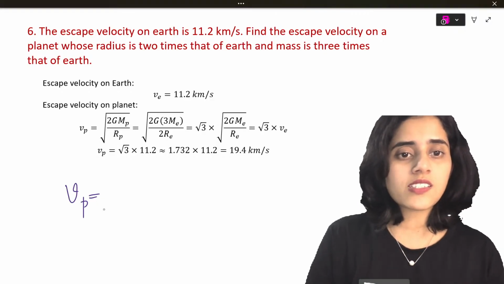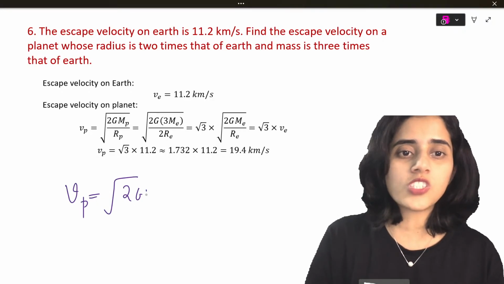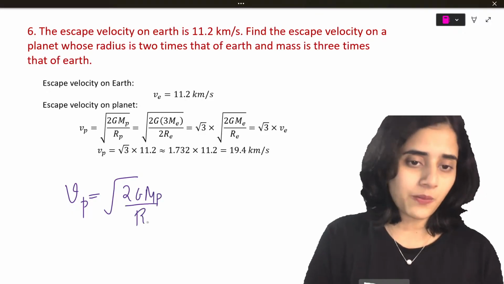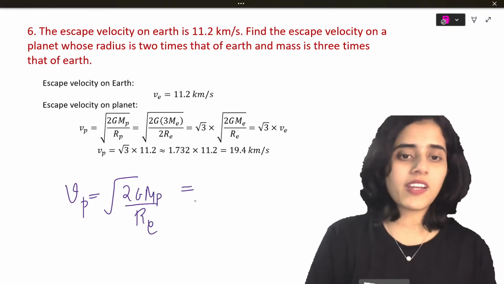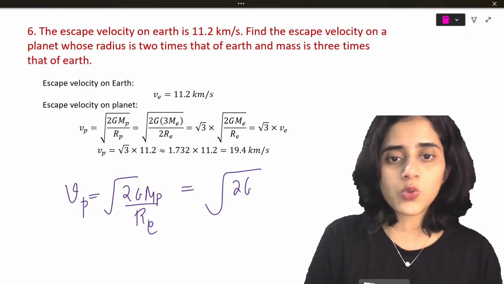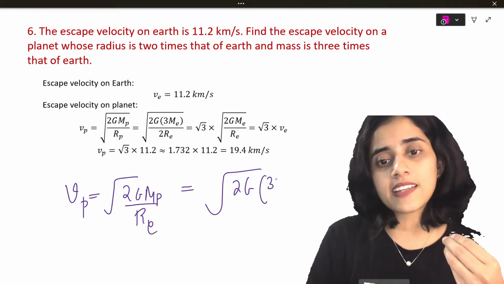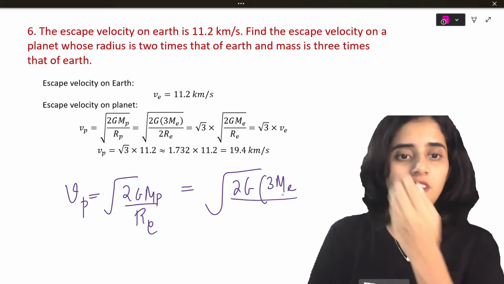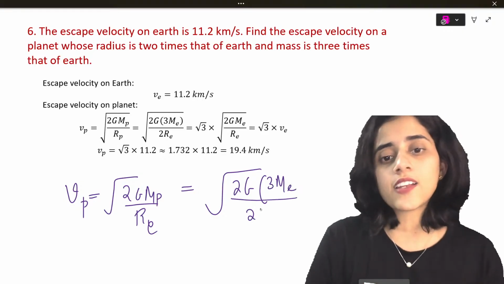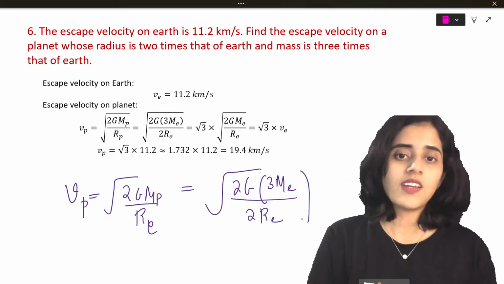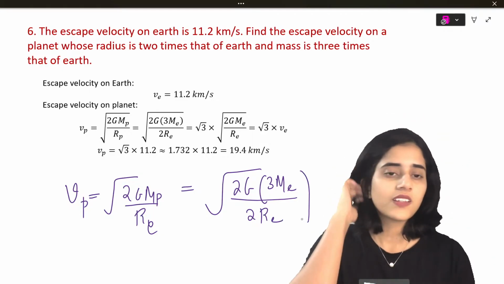So velocity is equal to square root of 2G Mp by Re. Okay? Now what will I modify it into? I'll write it as square root of 2G. Instead of mass of the planet, I'll write it as 3 times mass of the Earth, divided by, instead of radius of the planet, I'll write 2 times radius of the Earth. And then I'll just solve it.